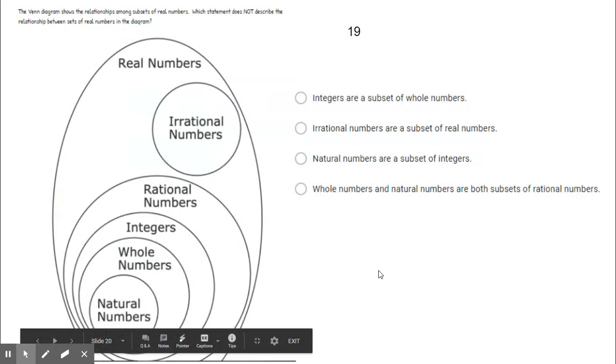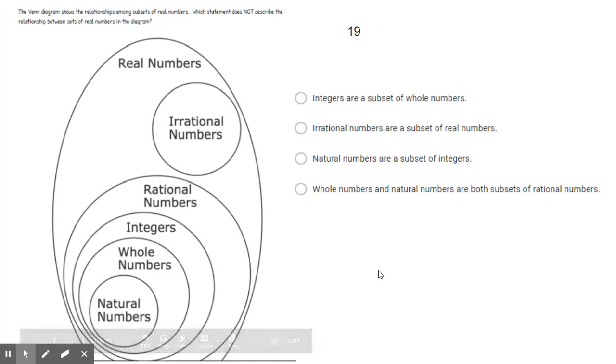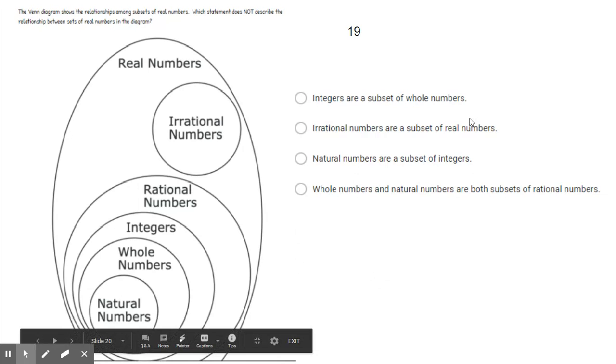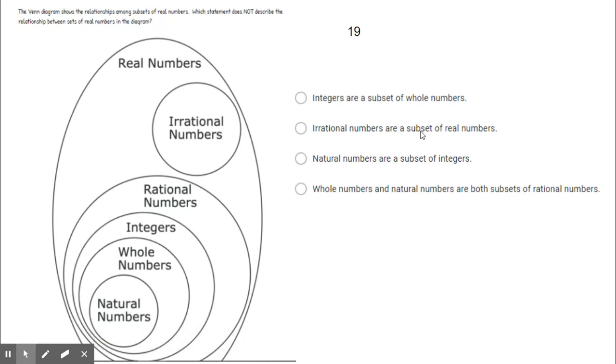Okay, number 19 is bringing in some of those old ideas. It was the first lesson on Edgenuity this year about rational numbers and their sets and subsets. So this one, you're looking for the statement which does not describe the relationship between the sets of real numbers. If you look at each of these and compare, you'll see that irrational numbers are a subset of real numbers. That means irrationals fit inside of real numbers, and that's true.